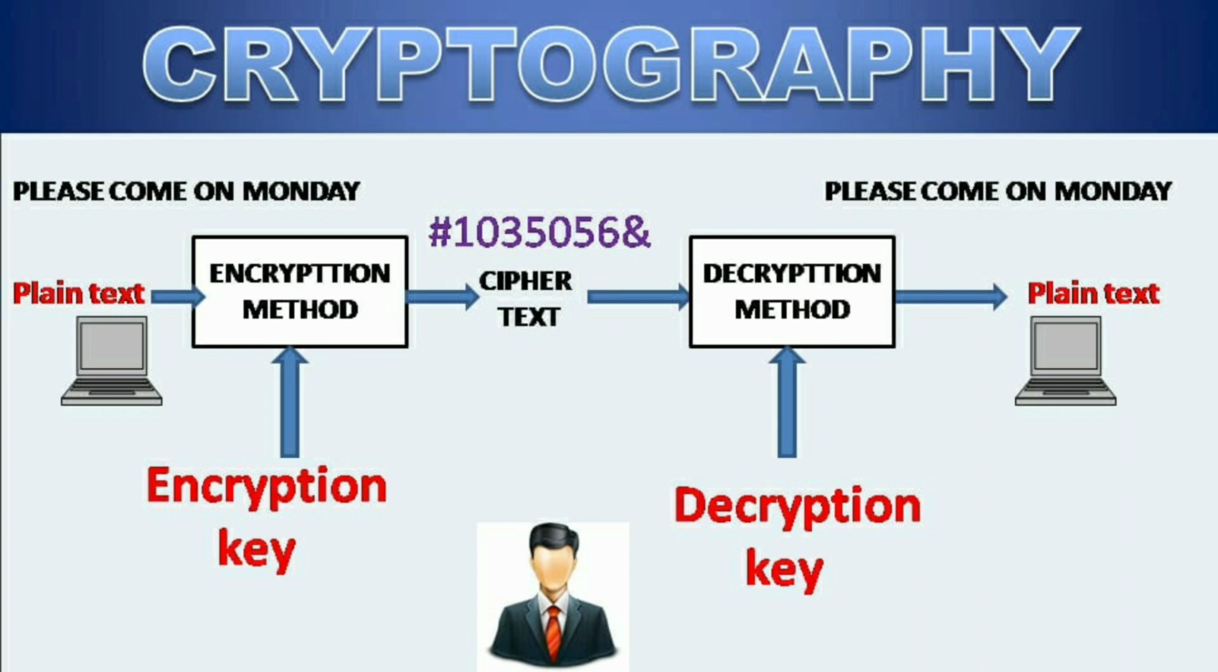The original message is called plain text. Then the contents of the message are encoded, that is, its content is hidden from outsiders. Technically this is known as the encryption method, right? With the help of a key, the encryption method is done. So without a key we are not able to do the encryption method. We have to use the key. That key is called the encryption key.